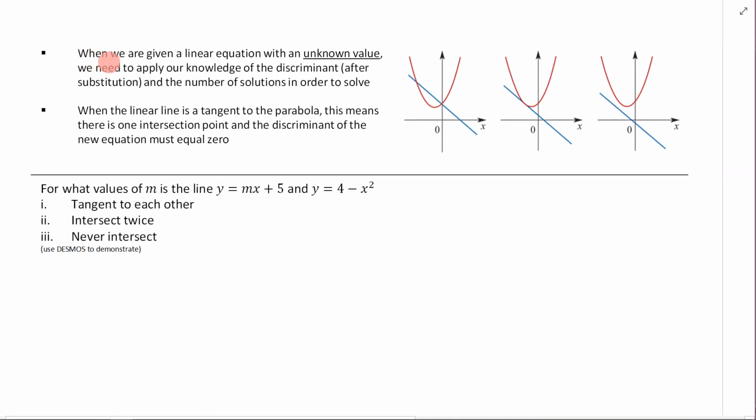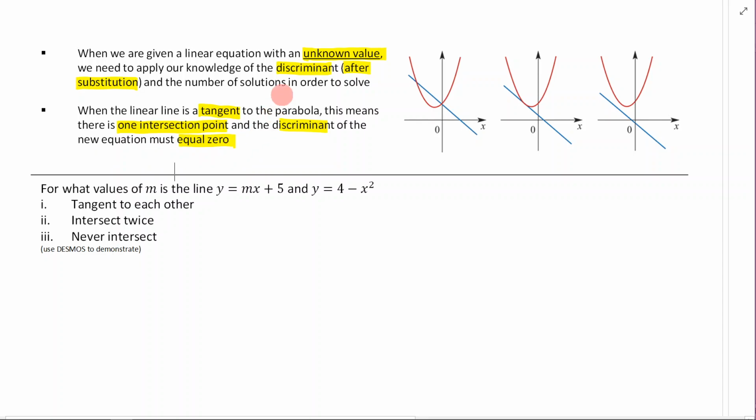This says, when we're given a linear equation with an unknown value, we need to apply our knowledge of the discriminant after substitution. So we first substitute and then use the number of solutions in order to solve. When the linear line is tangent to the parabola, this means there is only one intersection point and the discriminant of the new equation must equal 0.